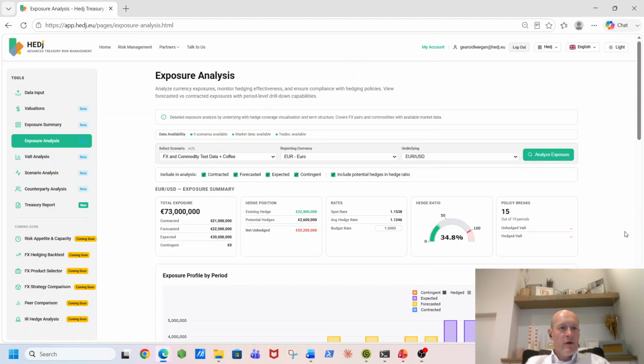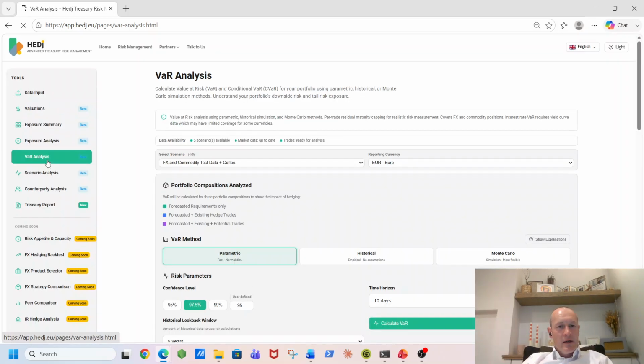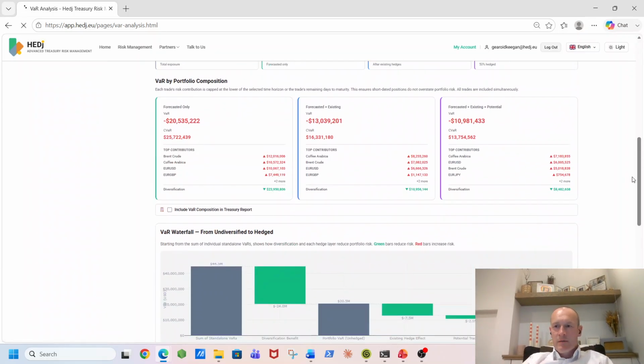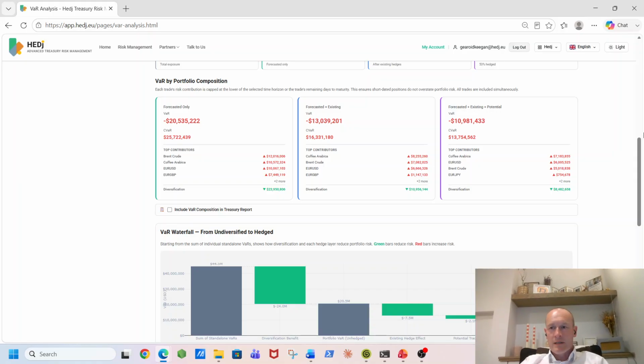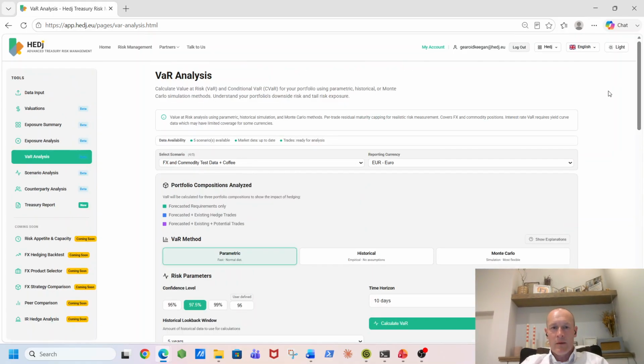Okay, next we're going to move on to some of the risk analysis tools that we've built. And again, these are designed based on some of the tools that banks certainly use and larger corporates would use, making them more accessible for mid-sized companies.